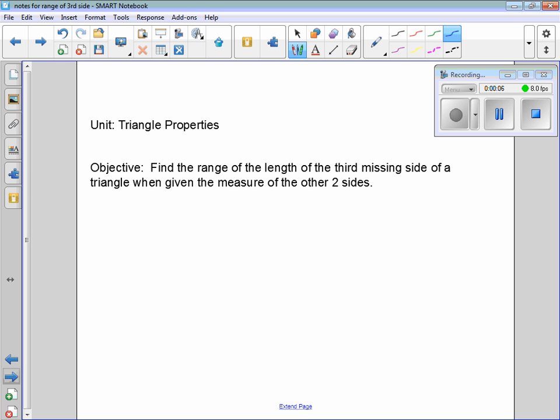This video is on the unit triangle properties, covering the objective: find the range of the length of the third missing side of a triangle when given the measure of the other two sides.